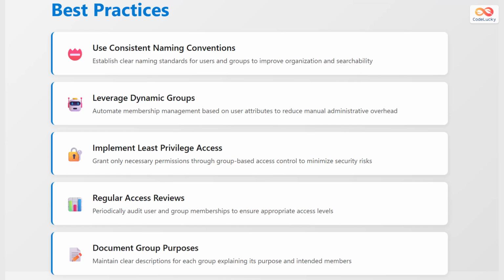Fourth, conduct regular access reviews by periodically auditing user and group memberships to ensure everyone has appropriate access levels. Finally, document group purposes by maintaining clear descriptions for each group that explain its purpose and intended members, making it easier for other administrators to understand your identity management structure.